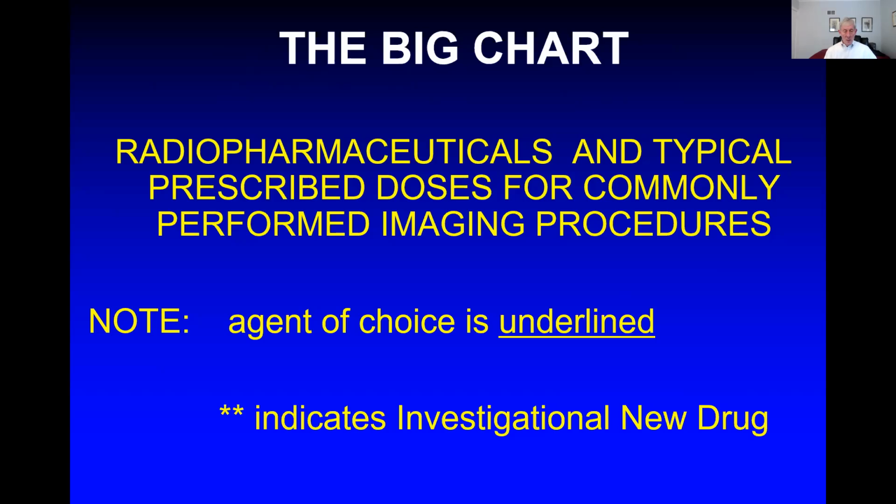Now, there used to be some investigational drugs in the chart, but there aren't any anymore, so you can ignore the bottom line. But anytime in this chart that you see the name of a drug that is underlined, that is the agent of choice, the agent of choice nationally. So you'll see agent of choice underlined where there's a choice to make, almost always. So we're going to be looking at radiopharmaceuticals, typically prescribed doses, and the procedures that they're used for.